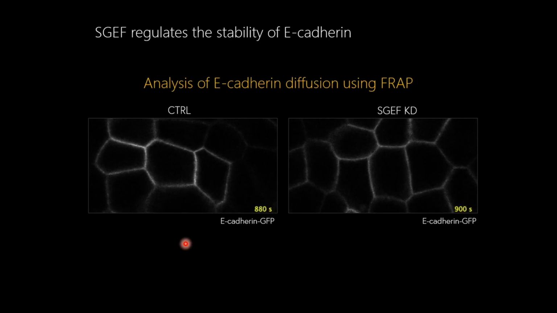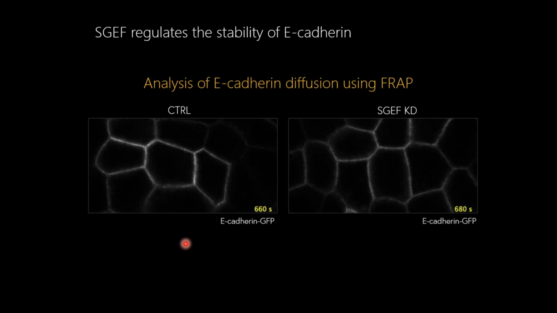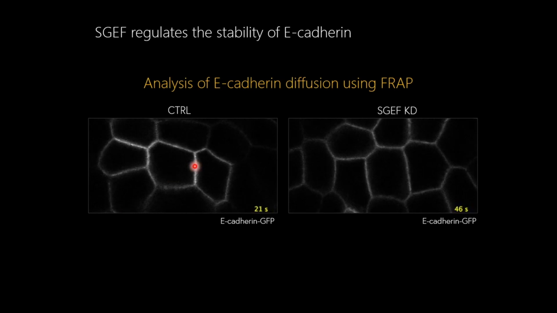And the prediction is if E-cadherin is less stable in SGEF knockdown cells, it should diffuse a lot faster. So the recovery should be faster because we know that E-cadherin is very stable when it's in complex with E-cadherin on the other cells, and the recovery is a lot slower when we bleach an area. So how do we quantify this?